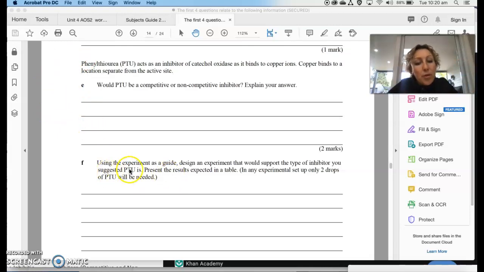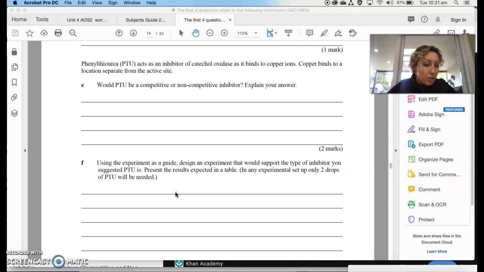to help you visualize and structure your response to the question. So using the experiment as a guide, design an experiment that supports the type of inhibitor you've suggested PTU is. I expect that using this information here, the fact that we're binding to a location separate from the active site, that you've stated that PTU is a non-competitive inhibitor, so therefore binds to a site other than the active site on the enzyme and changes the shape, preventing substrate binding. What you need to do is think about how we might test that idea. How are you going to prove that it's a non-competitive inhibitor?